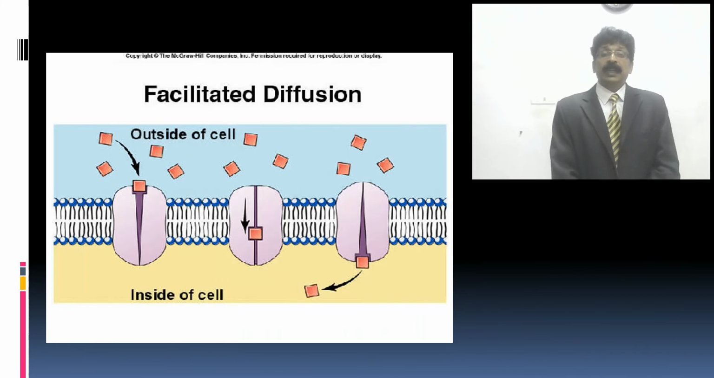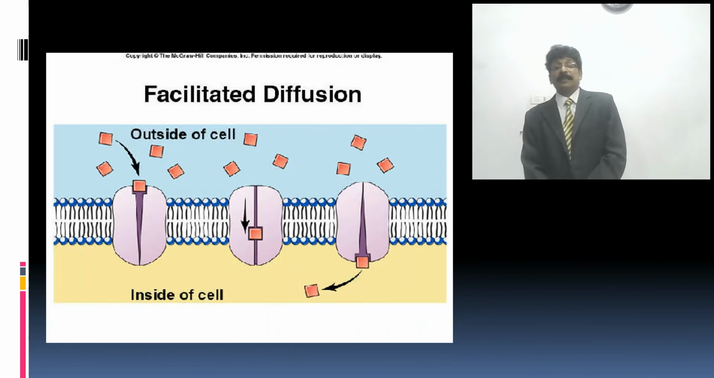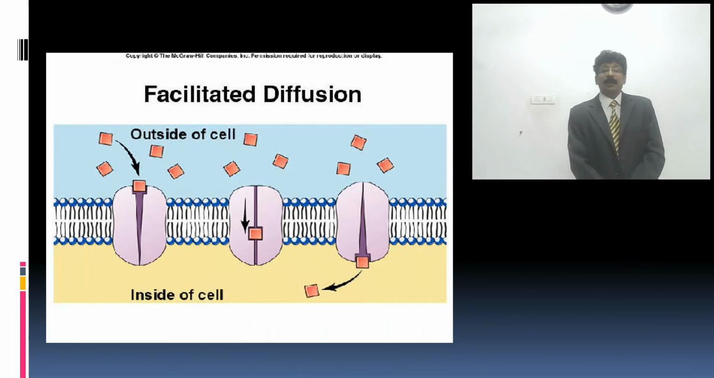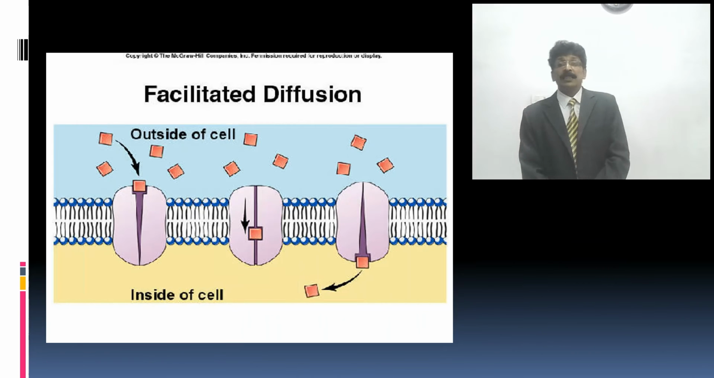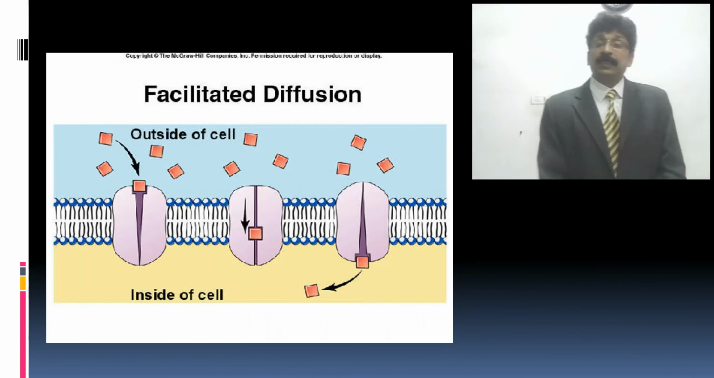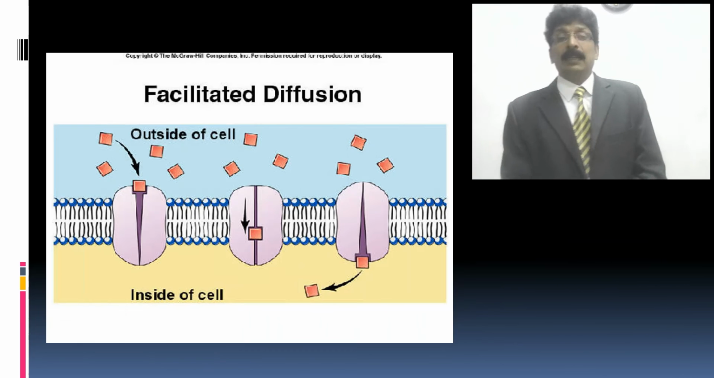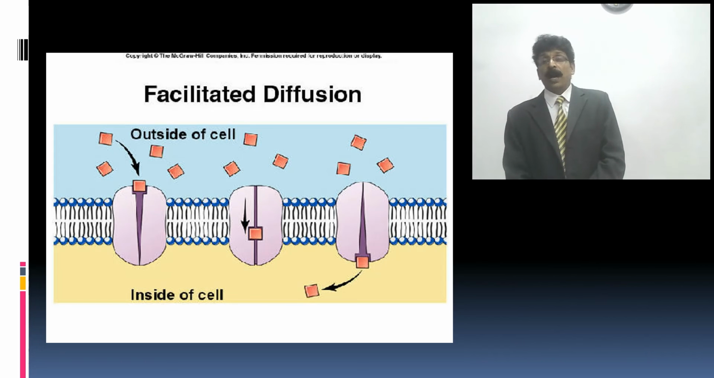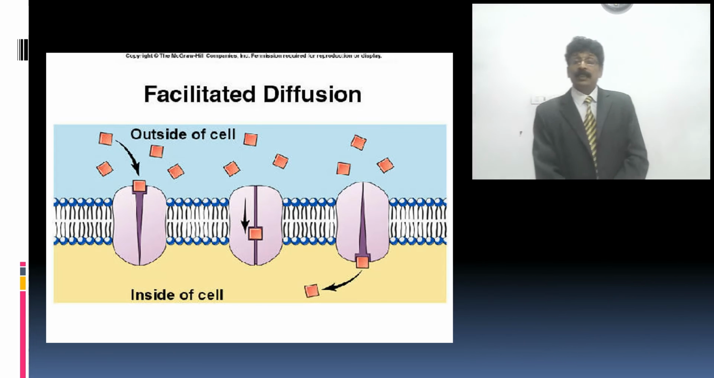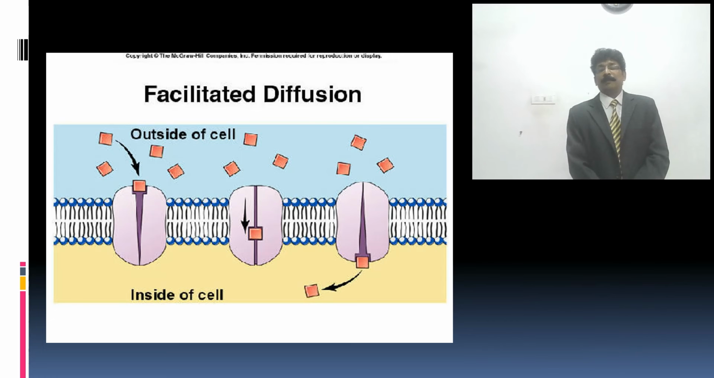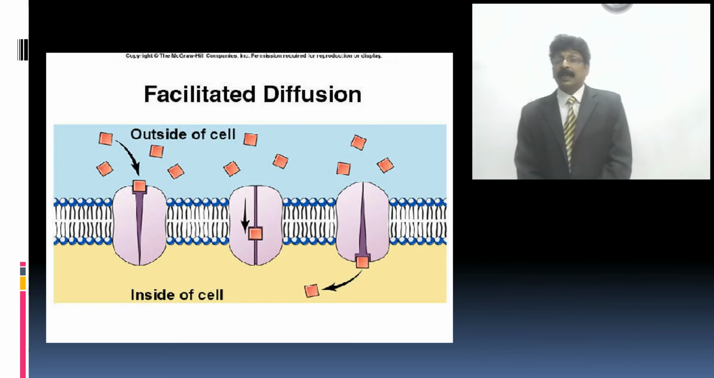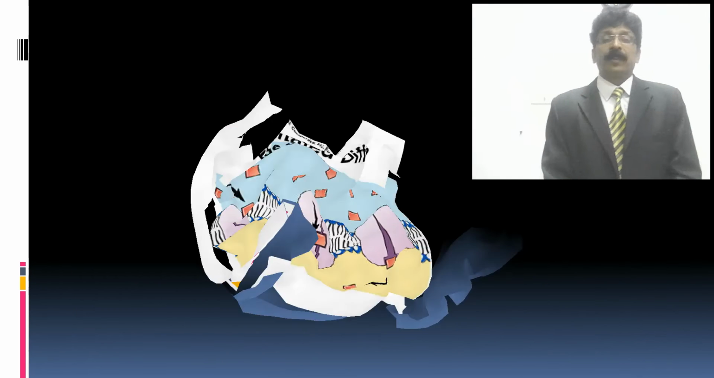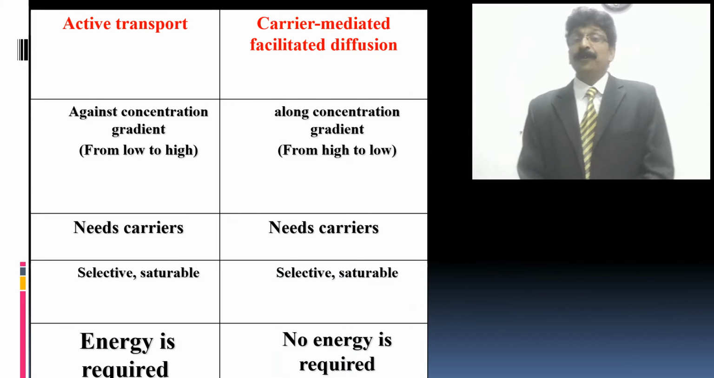So facilitated diffusion means, outside cells and inside cells, how it is moving, but it is still facilitated by a carrier, like the square orange blocks shown, which is a carrier, but no energy is needed. If energy is needed, it is active transport. In passive diffusion also, no energy is needed.